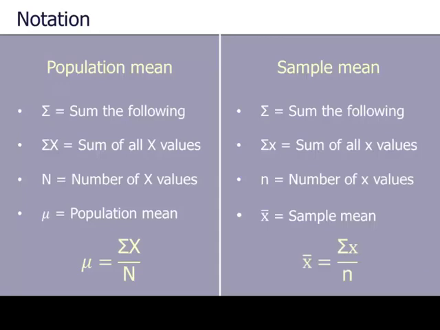These formulas illustrate a common theme with statistical notation. Population attributes are often denoted by Greek letters or uppercase Roman letters, and sample attributes by lowercase Roman letters.